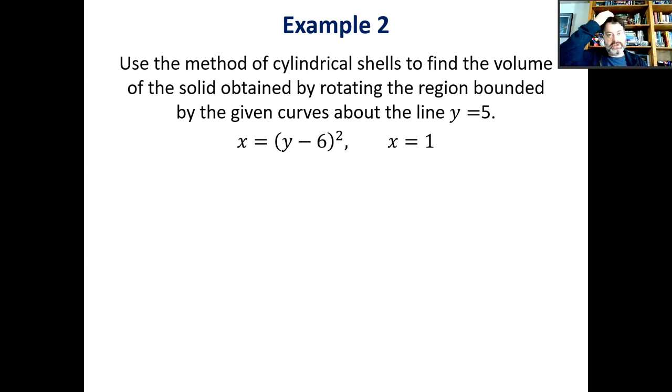But because we're using shells, it's going to be thin in the y direction. So we're going to have to flip it and do a y integral. Now you could do a problem like this with disks in the x direction, but it's no fun to solve this for y because you'd end up with a plus or minus square root. You don't want to do that. All right, so let's see how this works.